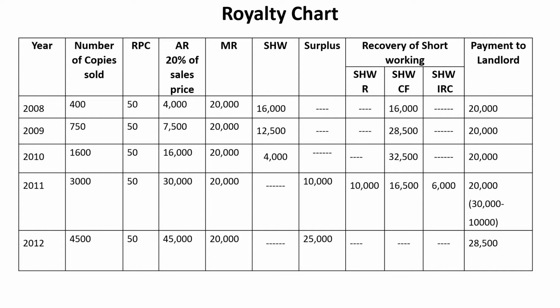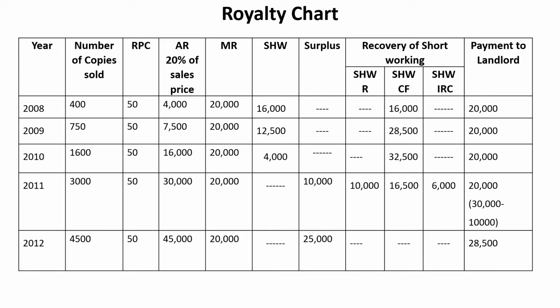First year, in 2008, they sold 400 copies. Royalty is 50, so total sales become 20,000. 20,000 into 20 by 100 gives actual royalty of rupees 4,000. Minimum rent is 20,000. Your actual royalty is less than the minimum rent. We have short working of rupees 16,000. We don't have any surplus, nil. Short working recovered is also nil. So the entire 16,000 we can carry forward. There is nothing recovered.